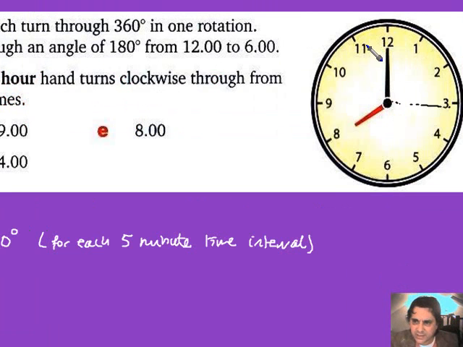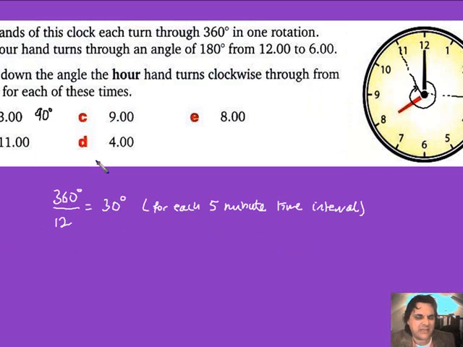So for 11 o'clock, I'll go around here clockwise because that's what clocks do. Hit 11. All the way around here, hit 11. So I'm really 360 degrees less 30. So that's 330 degrees. It's 30 less than 360.